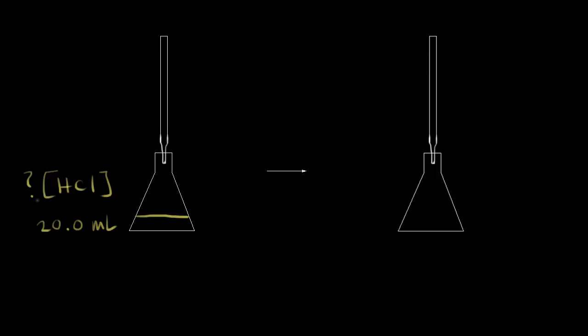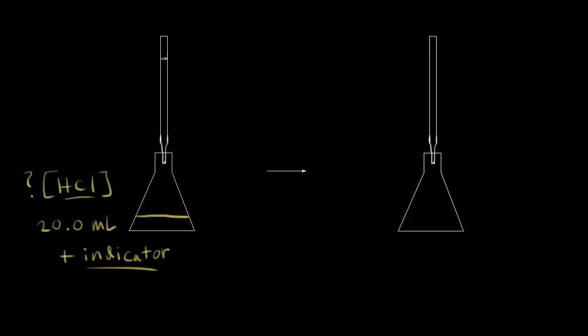Next, we need to add a few drops of an acid-base indicator. So to this flask, we're also going to add a few drops of an acid-base indicator. We're going to use phenolphthalein. And phenolphthalein is colorless in acid, but turns pink in the presence of base. And since we have our phenolphthalein in acid, right now we have a clear solution. There's no color to it.